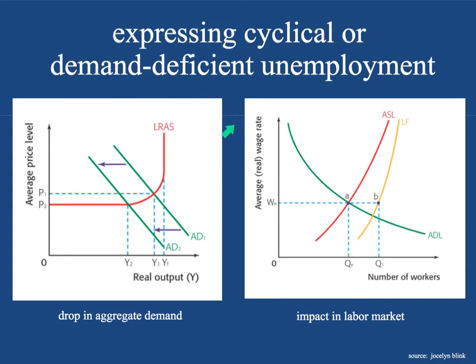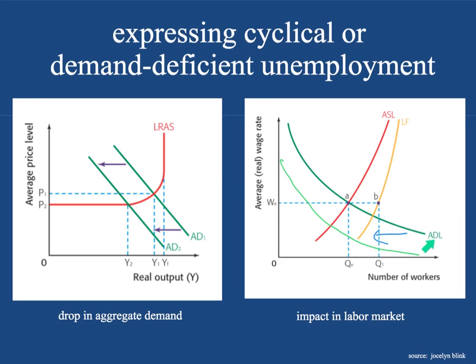Expressing cyclical or demand deficient unemployment, I would suggest there's a whole video on this that you take a look at. And all I'm going to say very quickly in this is that you can see as aggregate demand drops in the marketplace, this is a Keynesian view, a drop in aggregate demand is going to result in an inward shift of the aggregate demand of labor, because as people buy fewer things, suppliers are going to be less willing to supply something in the marketplace. At any time suppliers are less willing to supply something, guess what? There's going to be less aggregate demand for labor.